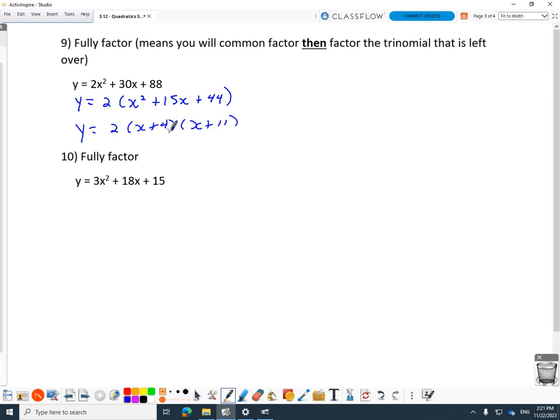Let's do another one, because this was very poorly done. What's the number that divides into 3, 18, and 15? 2 does not divide. 1 does, but that doesn't help. 3. Yeah. Then divide them all by 3.